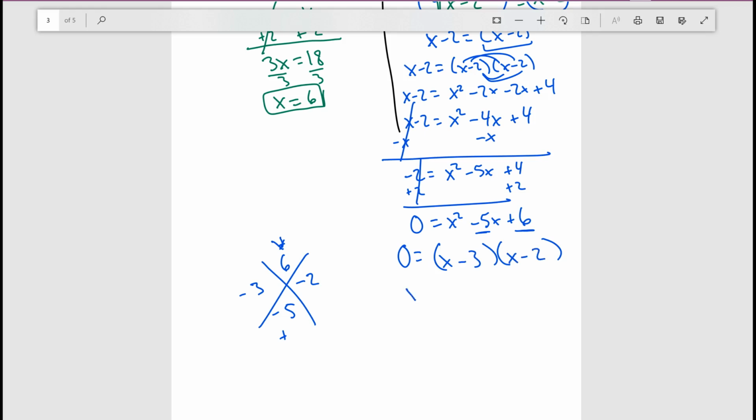Now we're going to break this up. x minus 3 equals 0. x minus 2 equals 0. So x equals 3 and x equals 2.